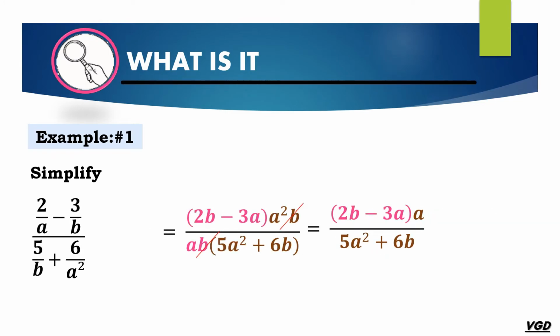Then, following the steps, we have to cancel out common factors in the numerator and denominator. In this case, we can cancel out b, applying the power of a quotient. Next, we can also simplify a squared over a, so it will now become a. So our new equation will become the quantity of 2b minus 3a times a over 5a squared plus 6b.